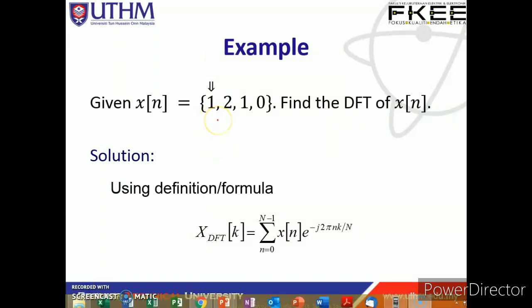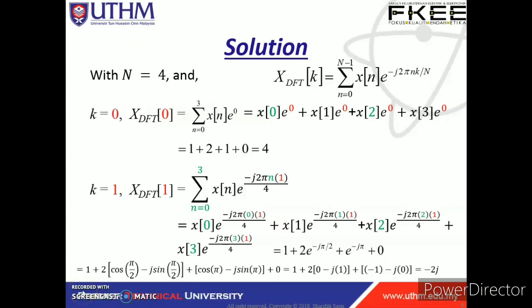So for example, you need to find the value of the discrete Fourier transform of the given discrete signal. This is the equation to find the DFT, which is the summation of the discrete signal times the exponent -j 2 pi n k over capital N, from n equals 0 until the number of samples minus 1. This is the equation for finding the DFT, and we need to calculate from X DFT 0 until X DFT 3.